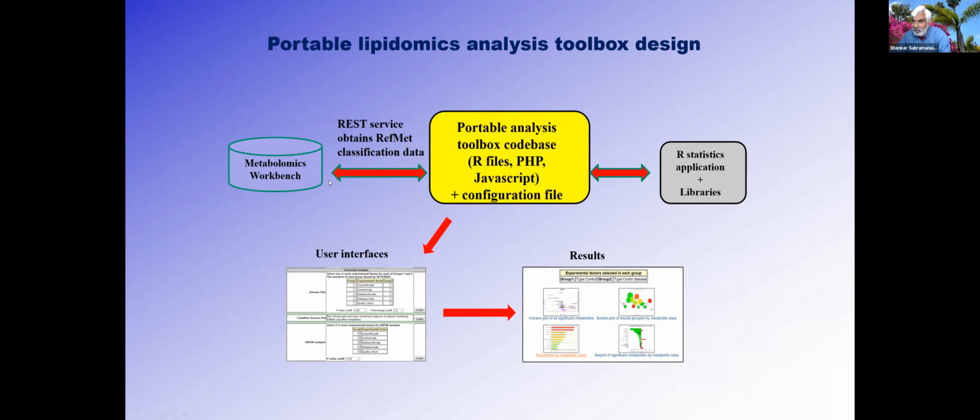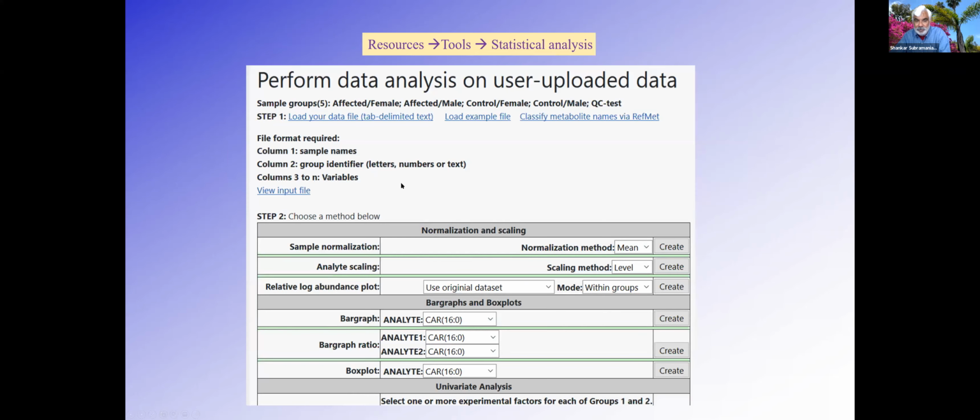Metabolomics Workbench provides you all the statistical tools to do analysis. It's www.metabolomicsworkbench.org. If you go there, you take a sample, you perform data analysis, you can either load your own data or you take the data that is loaded already in the workbench. There are 2,000 studies or something like that. You can load the data, you can normalize and scale. It'll give you an option of normalizing, scaling with the Pareto scaling method or variable scaling method. You can do log abundance plots. You can look at bar graphs, bar graph ratios, box plots. You can do univariate analysis, all online, and download the product of what you're doing.